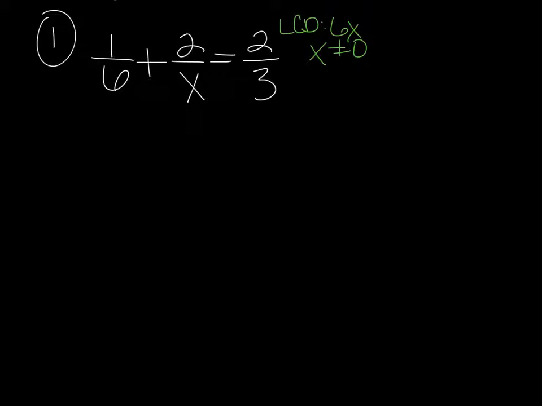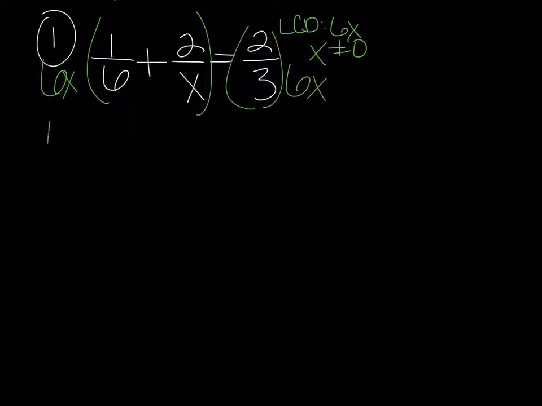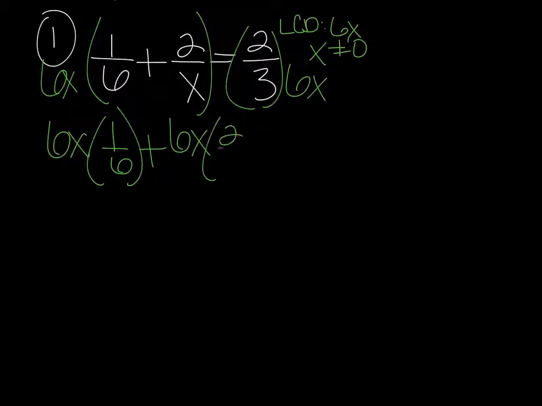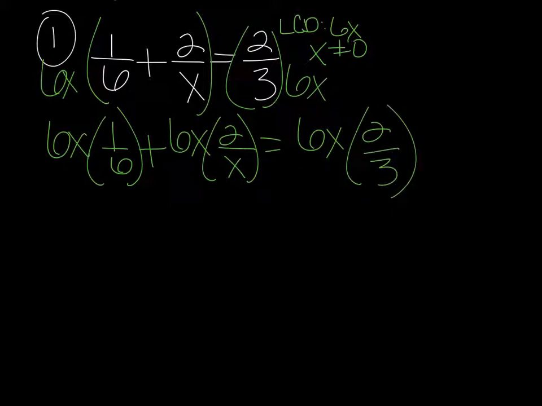We're going to multiply both sides by the least common denominator. So multiply everything by 6x. We're going to take 6x times 1/6, 6x times 2/x, and 6x times 2/3. And then this step is the same as well.